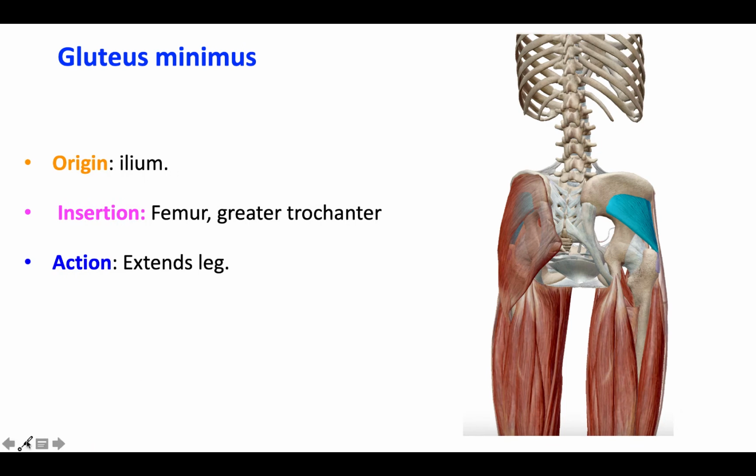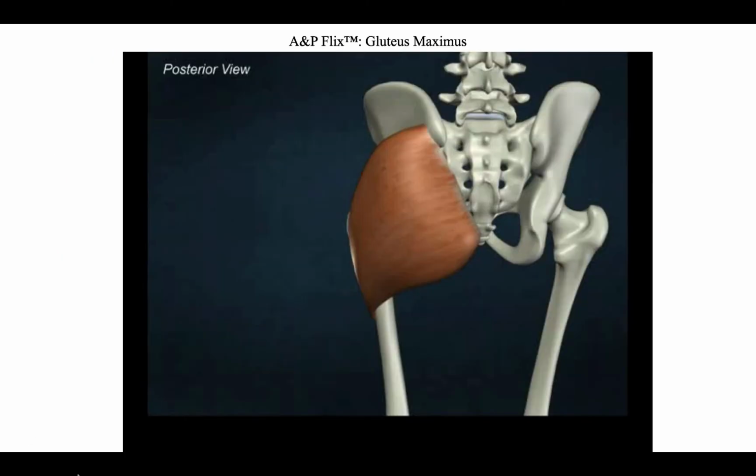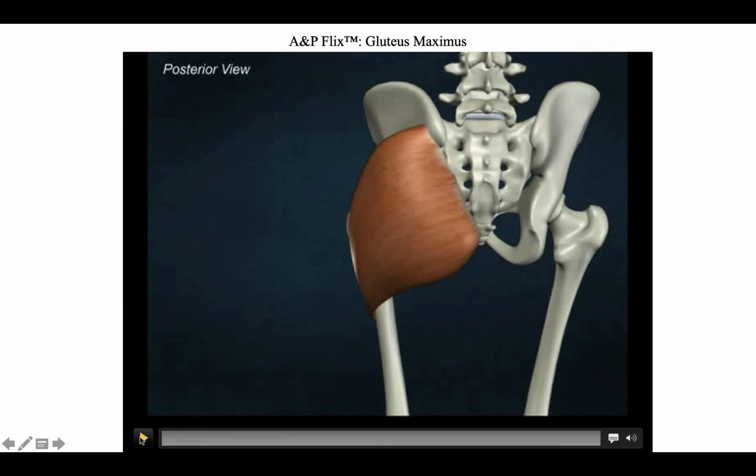Minimus. Okay, gluteus minimus. Now, it's significantly smaller, and it's underneath maximus and medius, so it's really tucked in there. And see how the entire origin is on the ilium, and then it inserts at the greater trochanter of the femur, and its action is to extend the leg. Let's check out these muscles a little closer.